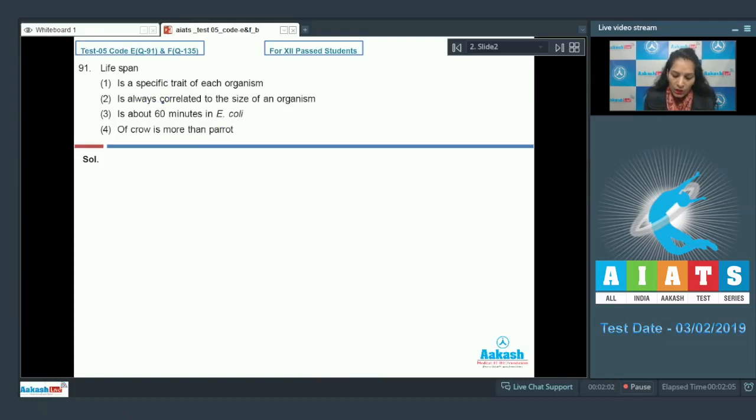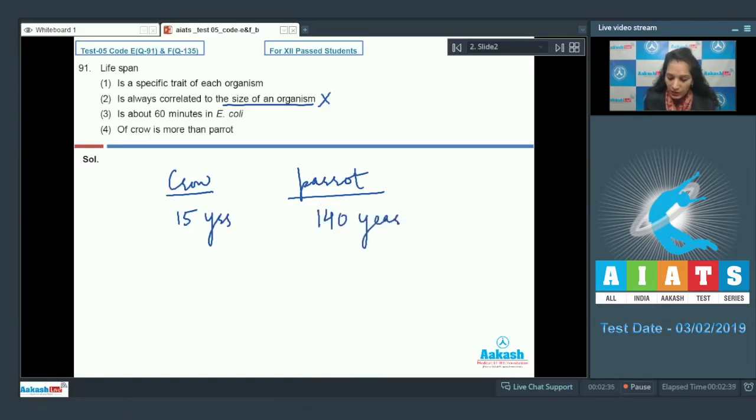Lifespan is always correlated to the size of an organism. It is incorrect because crow and parrot are almost of same size. But crow has a lifespan of 15 years, whereas parrot has a lifespan of 140 years. So, it is not always related to the size of an organism. Third is about 60 minutes in E. coli. No, in E. coli, which is a bacterium, it is of only 20 minutes. So, this statement is also incorrect.